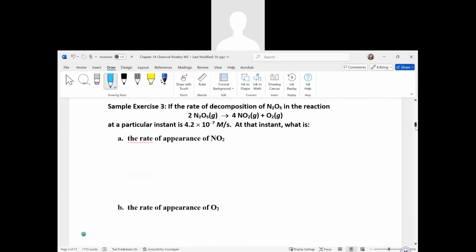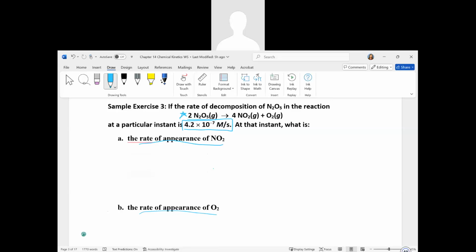We have here sample exercise 3. I'll move through this one a little quicker. We have our equation up top here. We're told that the rate of decomposition of this species is this value at any particular instant throughout the reaction. At that same instant, we want to know what is the rate of appearance of NO2. And then in part B, we're going to relate that to the rate of appearance of O2.